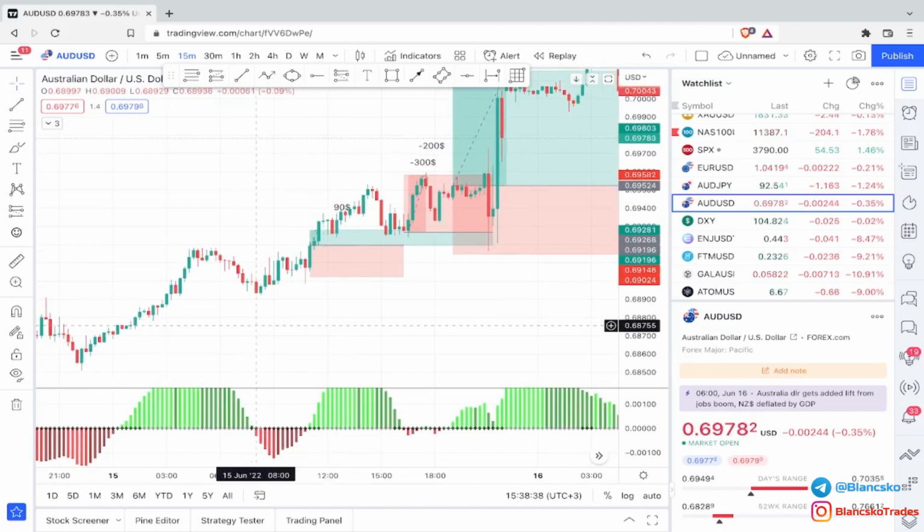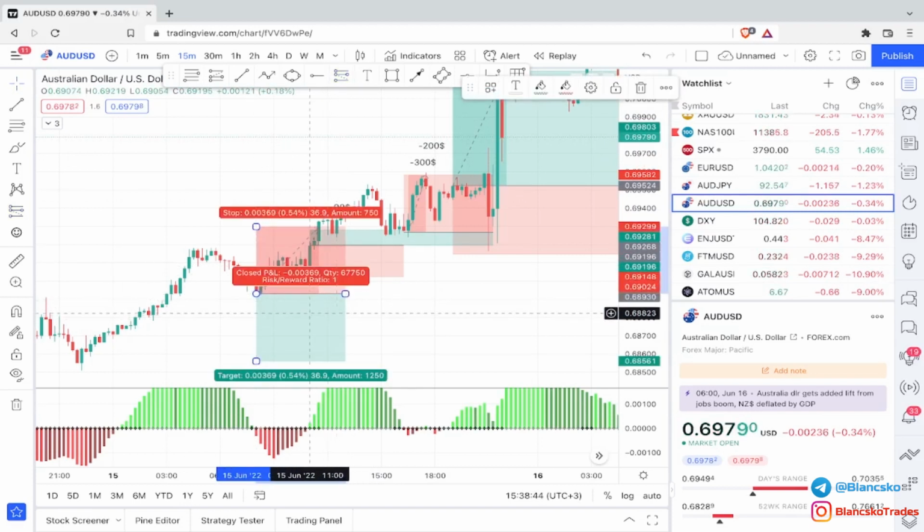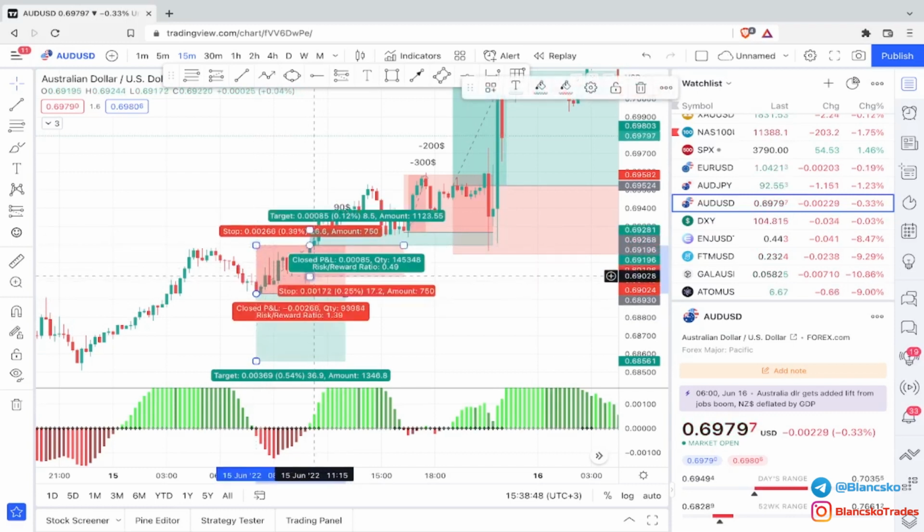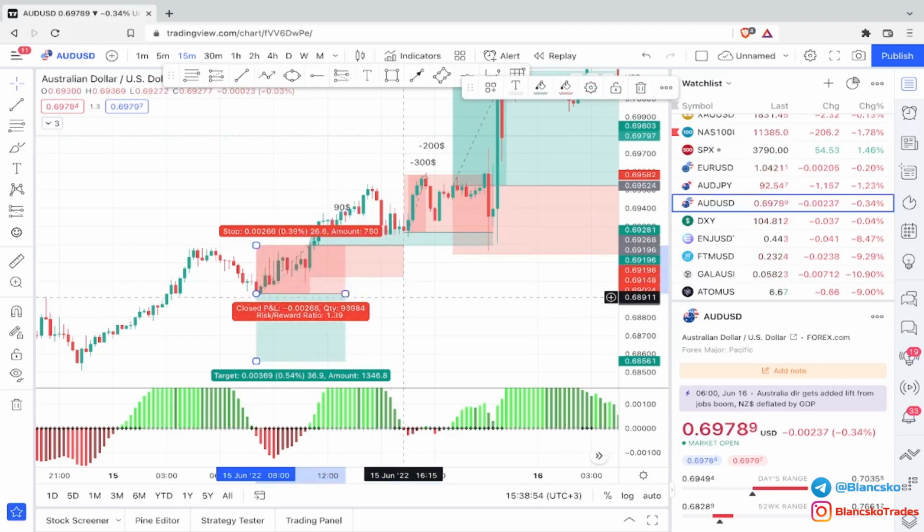So this is where we would have entered a sell. I'm pretty sure this is a loss as well, and this is where we would have got out of the sell right here on this candle, and we would have lost how much?